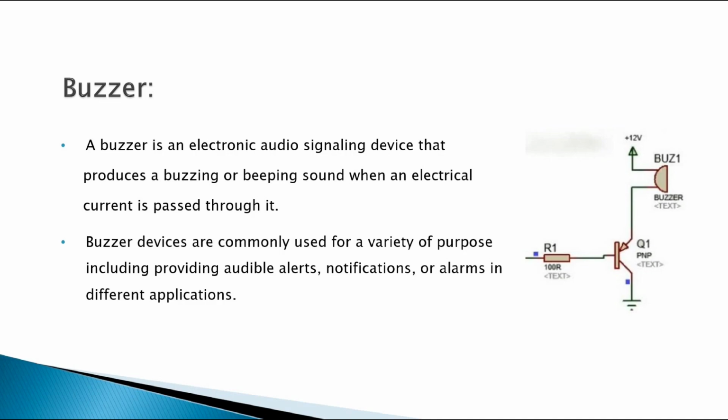A buzzer is an electronic audio signaling device that produces a buzzing or beeping sound when an electrical current is passed through it. Buzzer devices are commonly used for a variety of purposes, including providing audible alerts, notifications, or alarms in different applications. In this project, we have used the buzzer as an auditory indicator to indicate that the timer has ended and the task is finished.